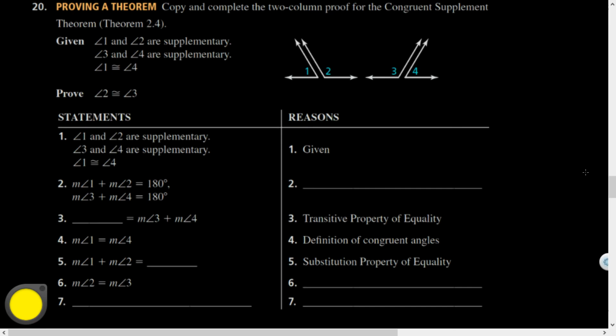Proving a theorem. Copy and complete the two-column proof. We did it for the congruent supplements theorem, the CST. So let's see. These are all true by given. These add up to 180. Why is that true?